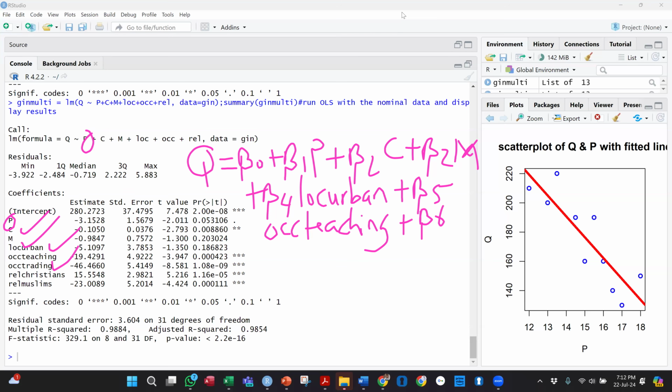And then you continue like that all the way, until you get to beta 8. So let's say you got to beta 8. Then you have your religion Muslims.